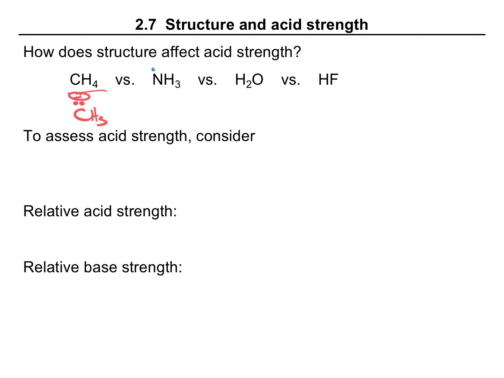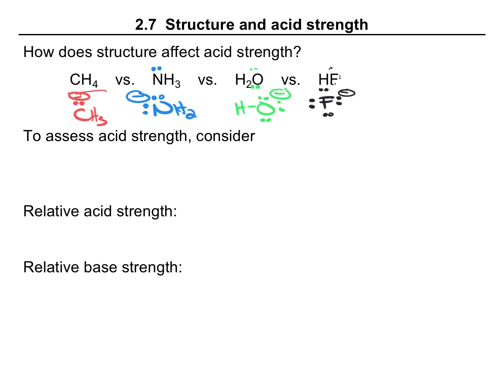For ammonia, we're starting out with one lone pair. If a base grabs off a proton, we will have NH2 with two lone pairs and a formal charge of negative one. For water, we're starting out with two lone pairs. If a base grabs off a proton, we will have hydroxide as the conjugate base. And in the case of HF, if a base grabs off a proton, we will be left with F-, because we're starting with three lone pairs on the fluorine.